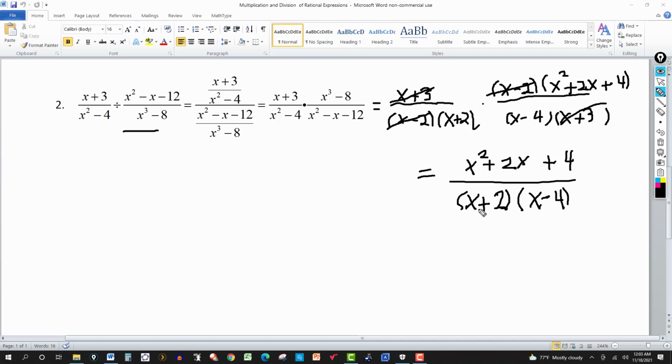Again, in some cases it might ask you to multiply out the factors x plus 2 and x minus 4. You can multiply it out, but here it says to leave it in factored form, so this would be the final result.